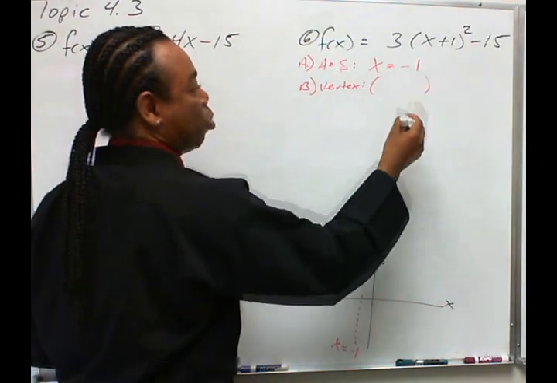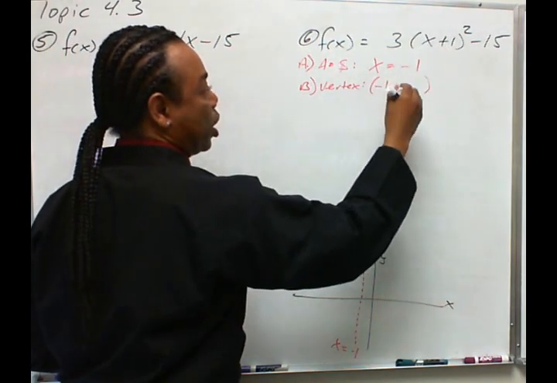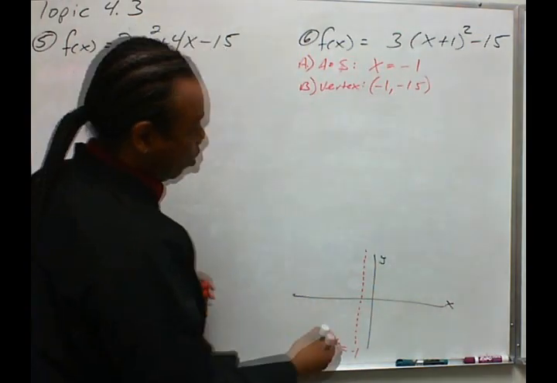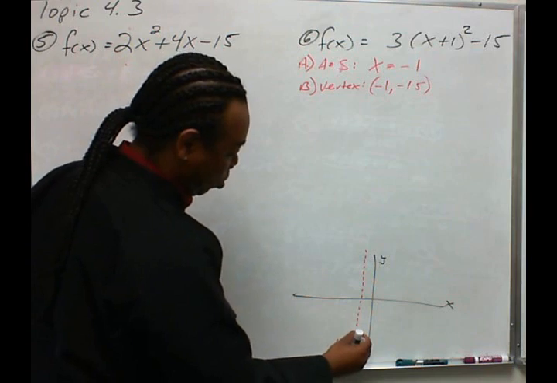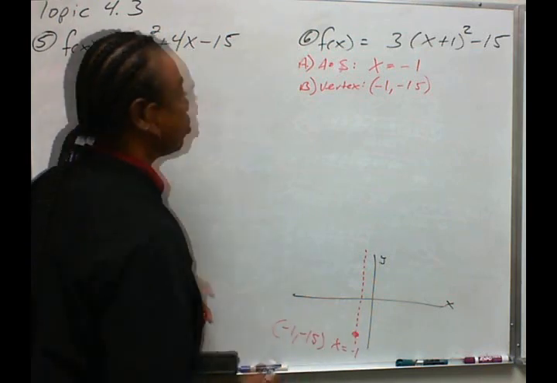Alright, then the vertex. The vertex we found by h and k. So the opposite of this is h. So -1, and k is going to be -15. Alright, so we have -1, -15, which is the point right here. -1, -15.